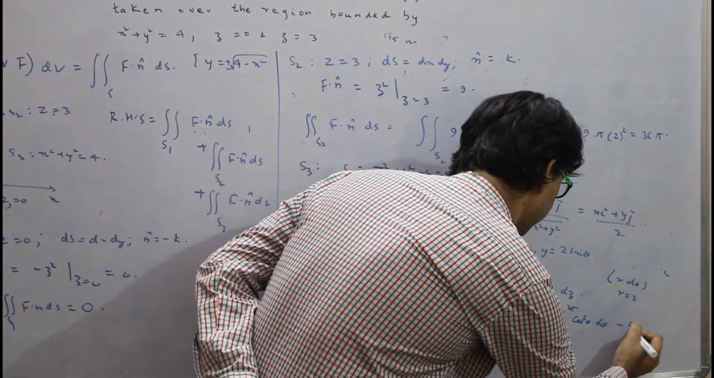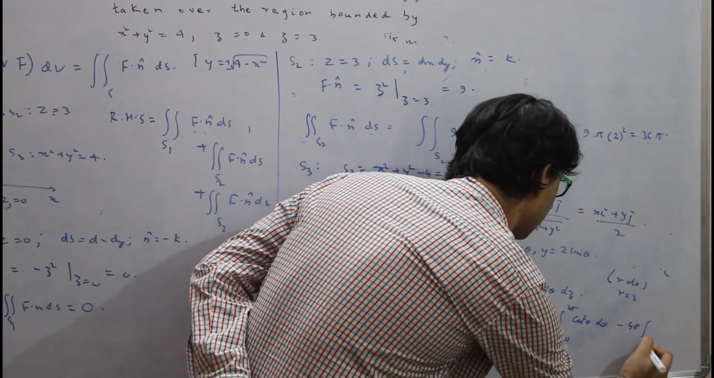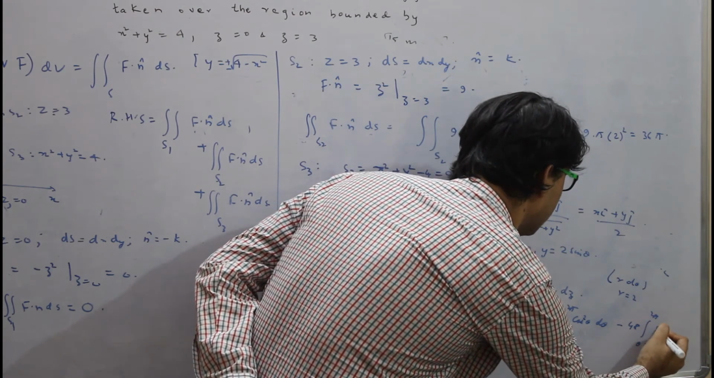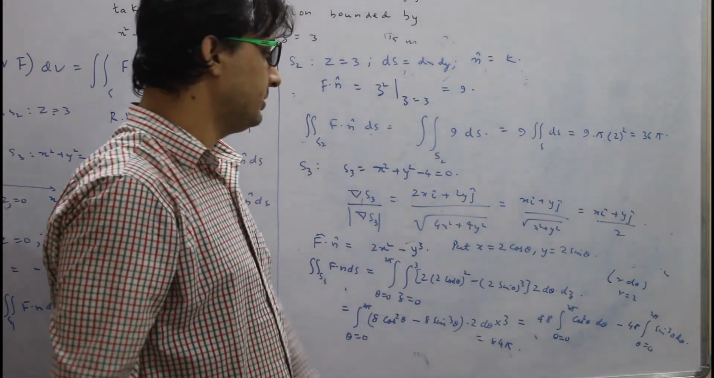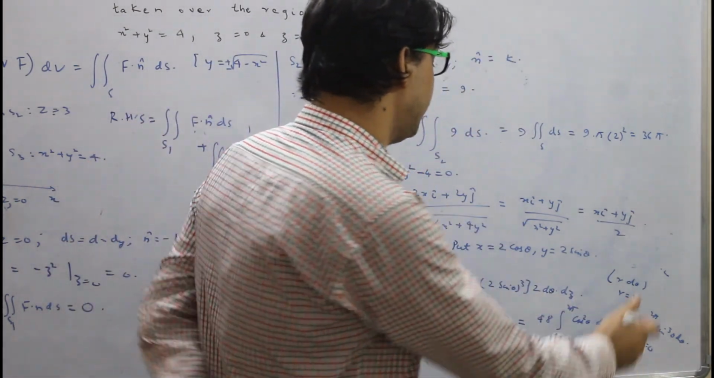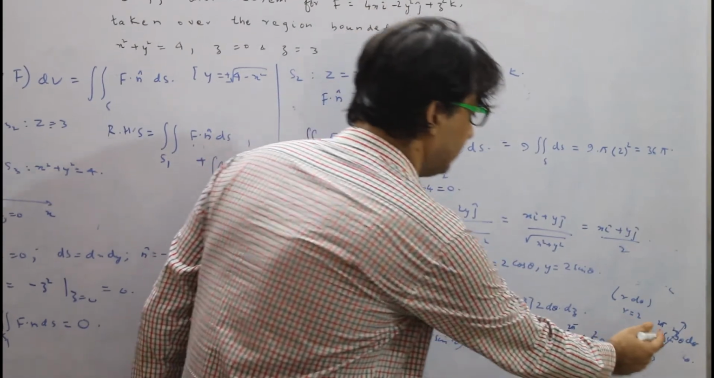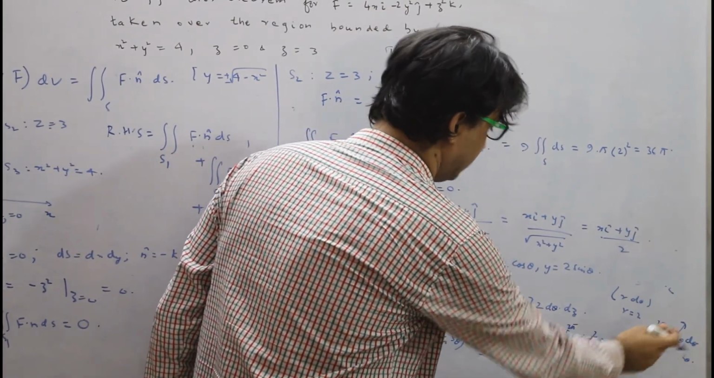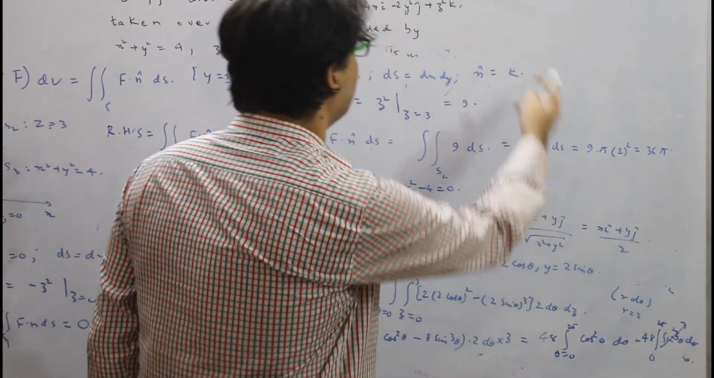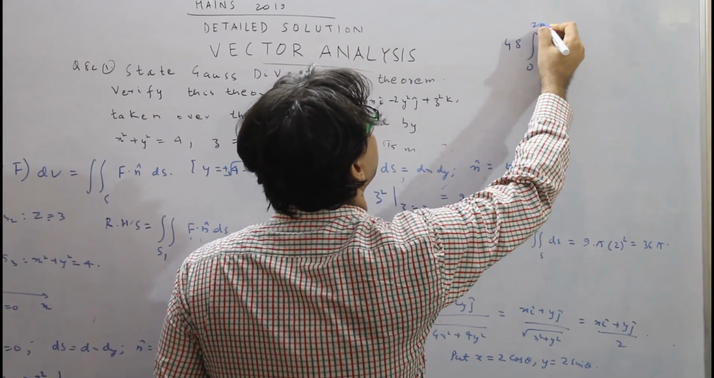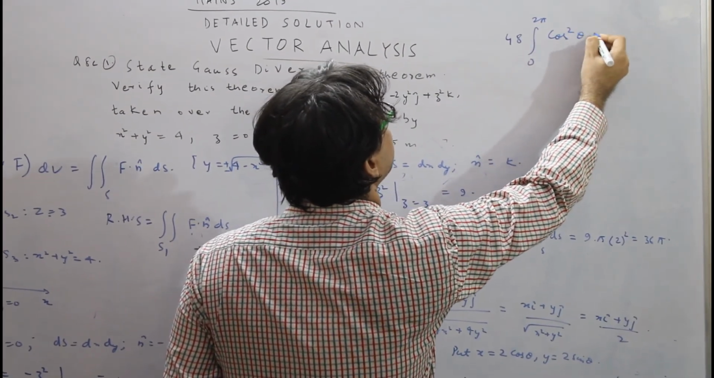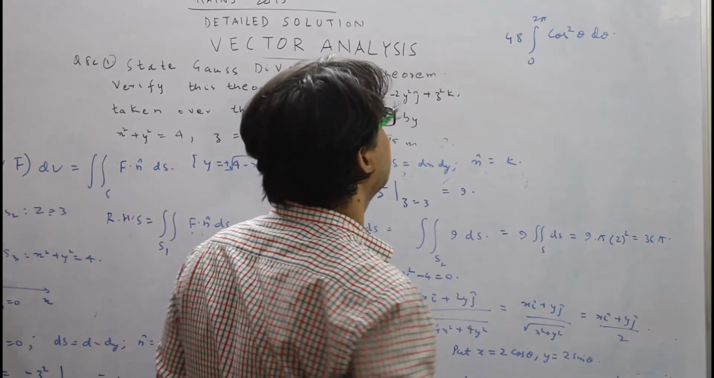This is 48 integral from 0 to 2 pi of sin cube theta d theta. Alright, so we know the integral of the sine function over 0 to 2 pi, sine cube over 0 to 2 pi, is nullified, and we will write this on the top. So what we get here is 48 integral from 0 to 2 pi of cos square theta d theta.